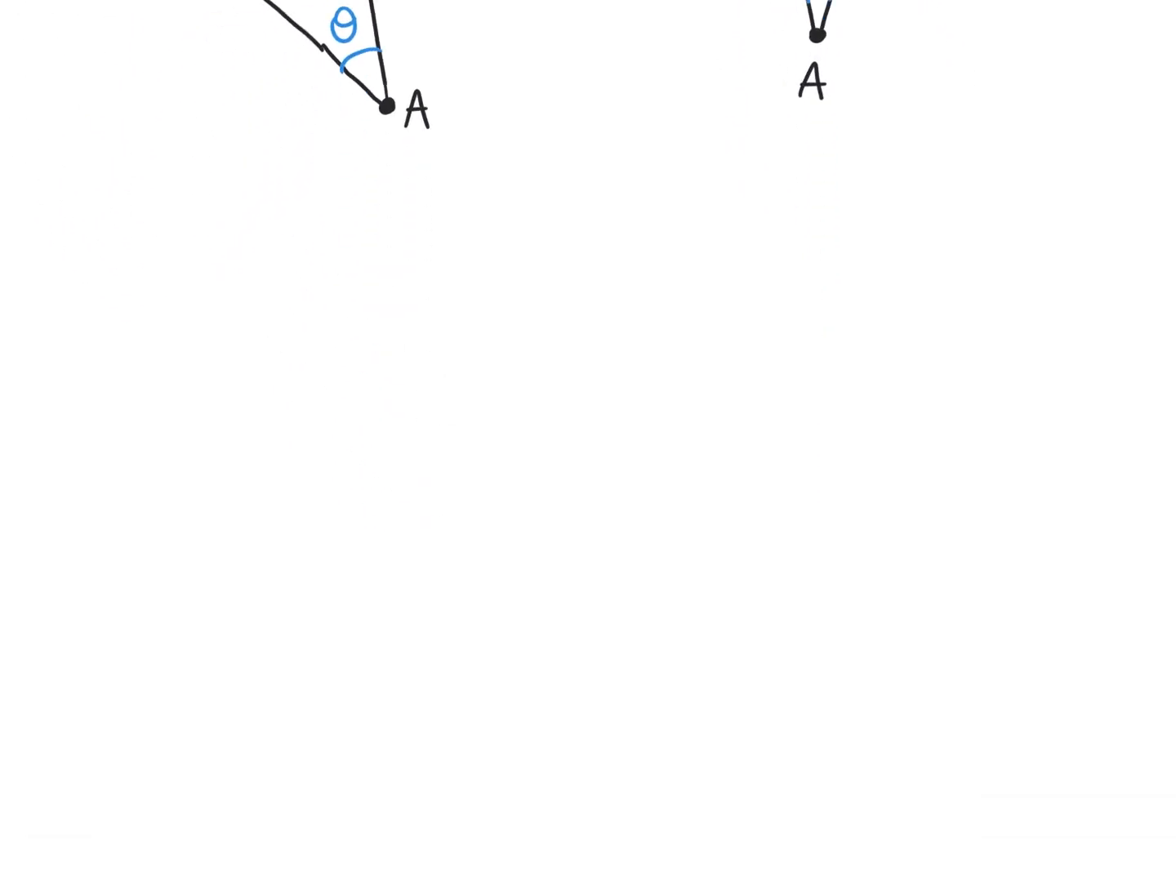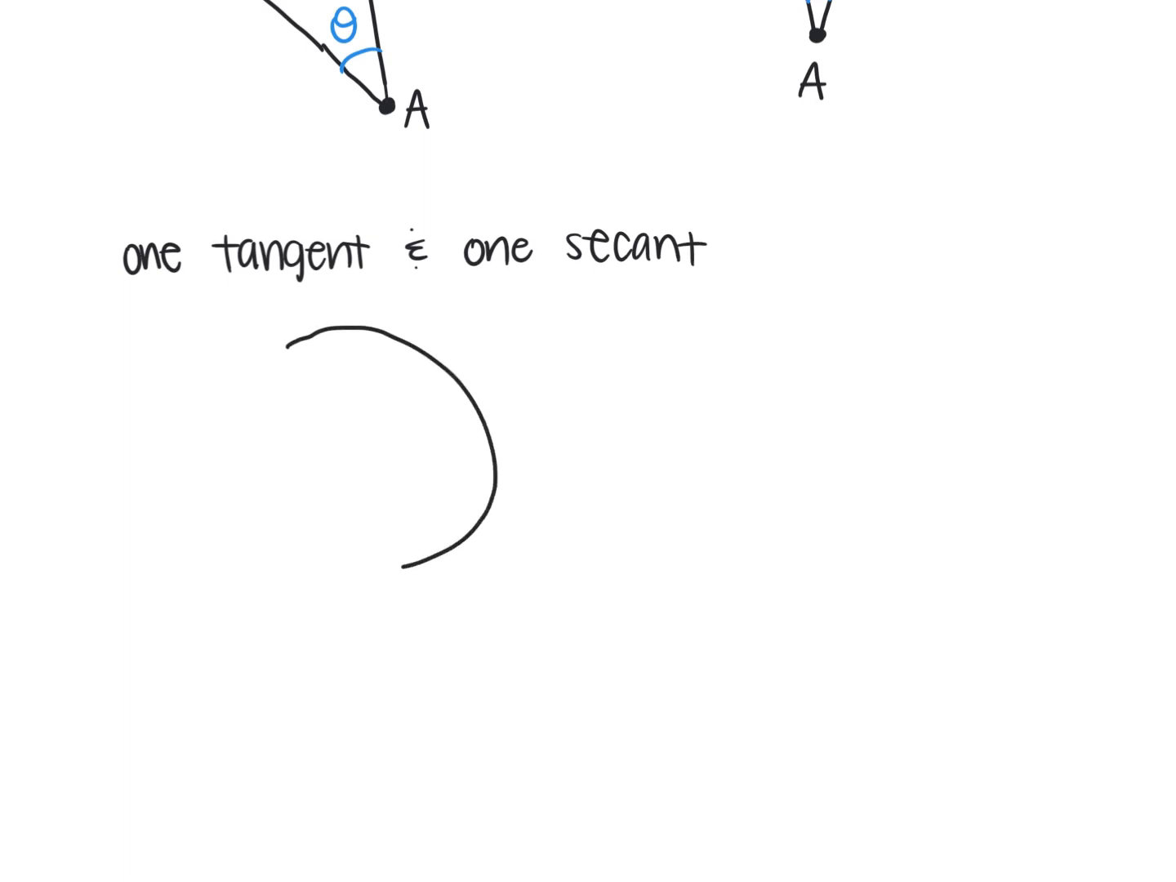And then the last one is 1 tangent and 1 secant. We have our secant and our tangent, our angle A, 1 point, 2 points. So my angle theta and then my outside arc, and my inside arc.